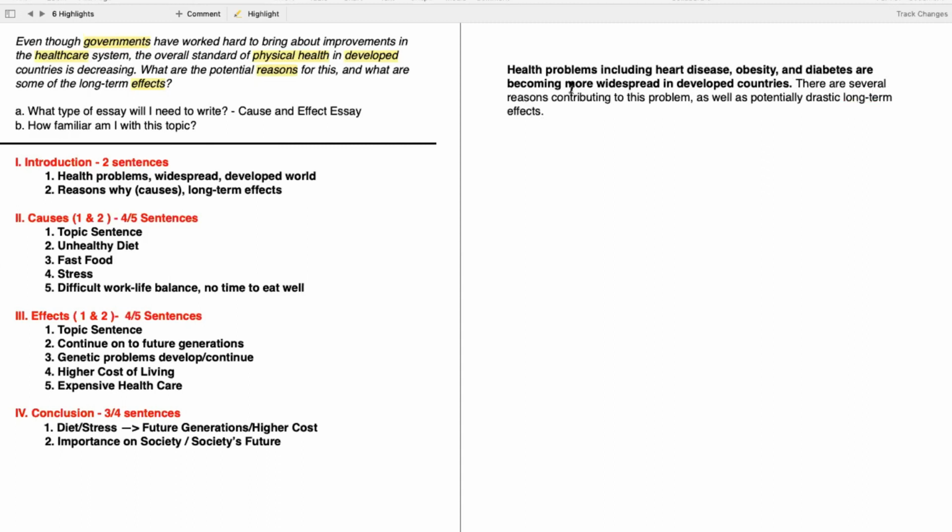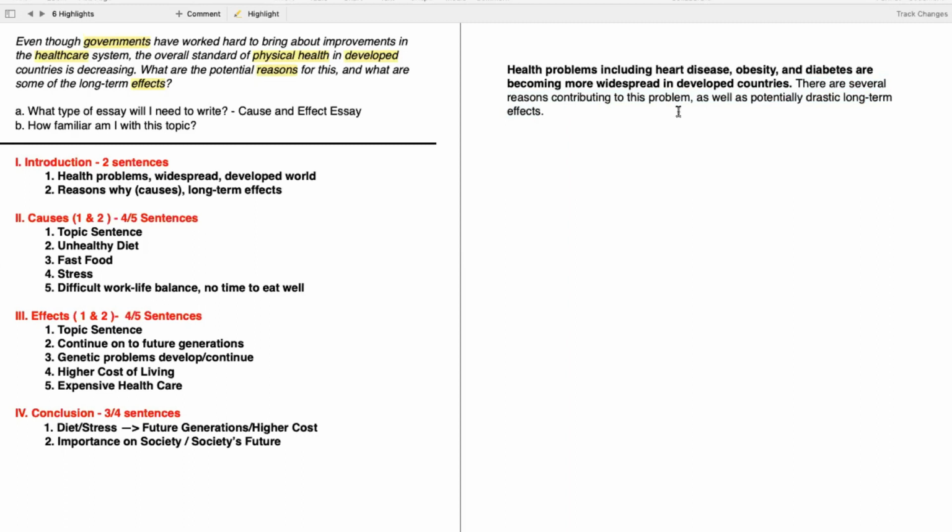Now these are my 2 sentences. I've got my introduction, first introductory statement, and the reasons why. And this sentence here sets the stage for the causes and the effects. Now notice how I was quite quick in this. Of course, I'm teaching you how to write this, so I've got ideas really at the ready.